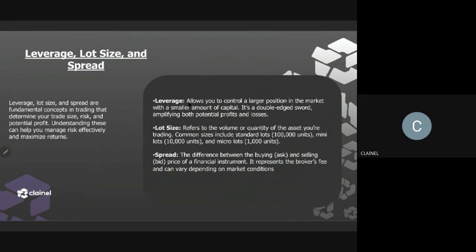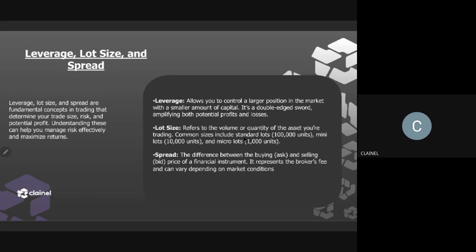Leverages are mostly used in crypto trading. Like in crypto trading, they have leverage. In forex trading, we also have leverage, but your leverage is determined by your lot size, and the lot size is more important. So we have the lot size, and the spread. My colleague will be teaching you the leverage for crypto tomorrow. So we're going to touch lot size. Lot size refers to the volume or quantity of the assets you are trading.